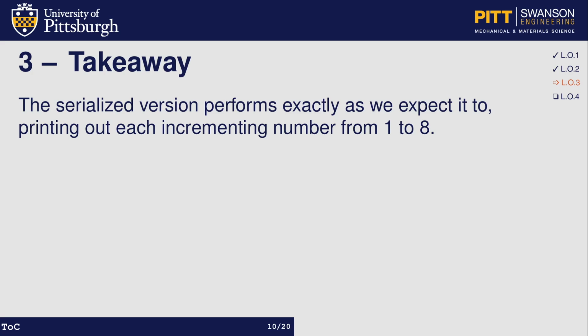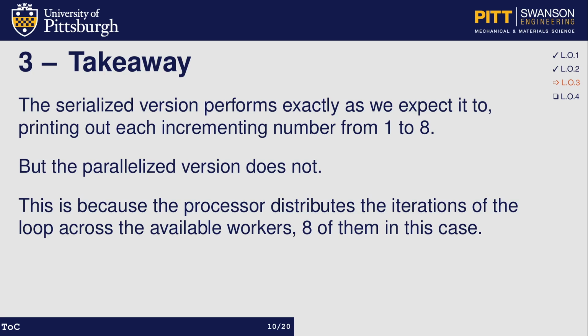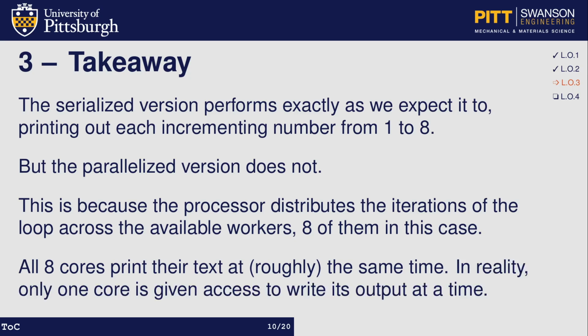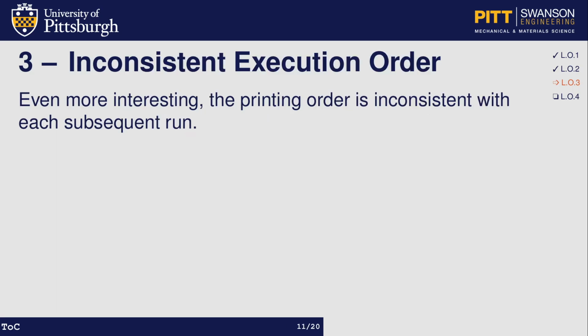Now, the serialized version performed exactly what we expected it to do, printing out each incrementing number from 1 all the way up to 8. But the parallelized version did not do that. This is because the processor distributes the iterations of the loop across the available workers, 8 of them in this case. All 8 cores print their text at roughly the same time. But in reality, only one core is given access to write its output at a time.